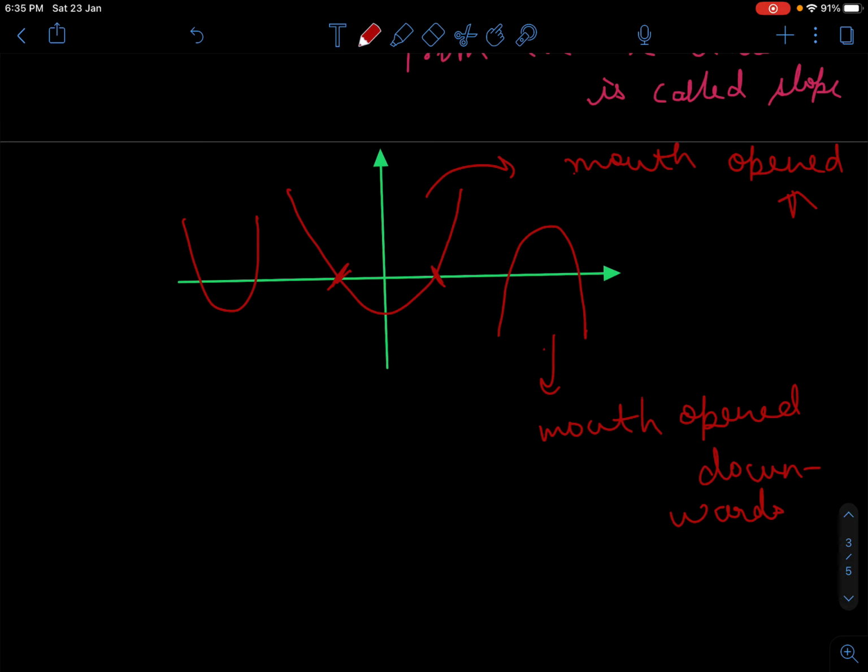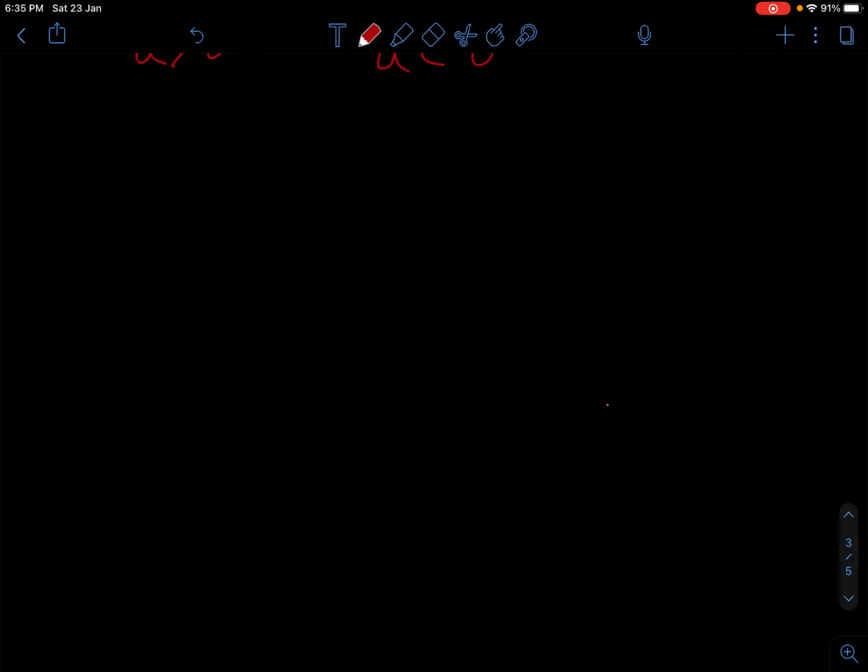Now what is the difference between mouth open downwards and upwards? This graph is for the equation ax square plus bx plus c. For the graph that opens upwards, a is positive, and for the graph that opens downwards, a is negative. That's the difference.